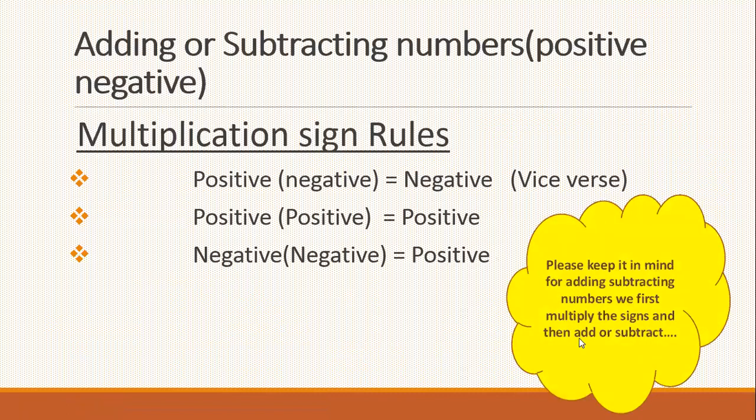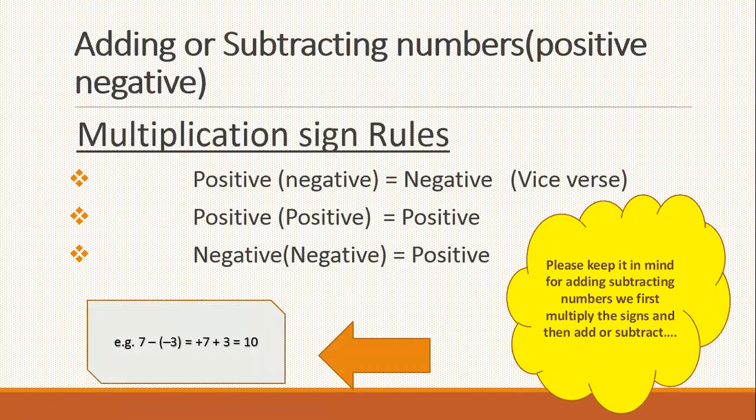For adding or subtracting numbers, we first multiply the signs and then add or subtract. So we must remember these multiplication sign rules even for addition and subtraction. For example, if we have 7 minus negative 3, at first we know these two signs, negative and negative, are multiplied according to the multiplication sign rules, and negative times negative would be positive. So in the second step, we have 7 plus 3. Instead of negative 3, now it's plus 3 because we have merged the two signs.